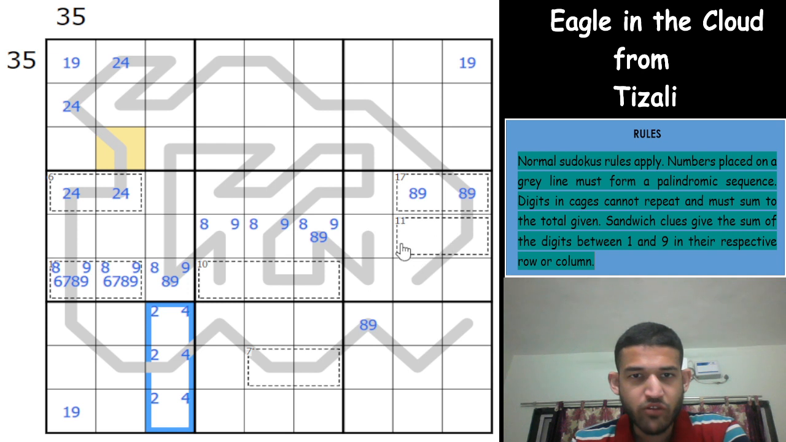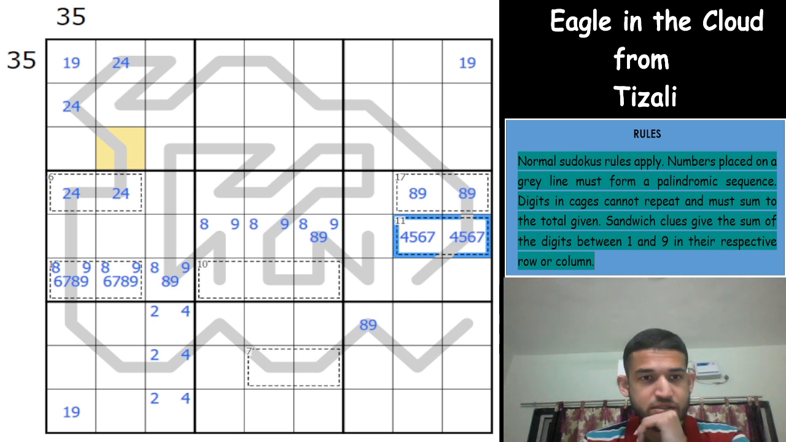Okay, and now if you look at this 11 total, it is not 2 plus 9 or 3 plus 8, so it can only be 4 plus 7 or 5 plus 6, only two options.